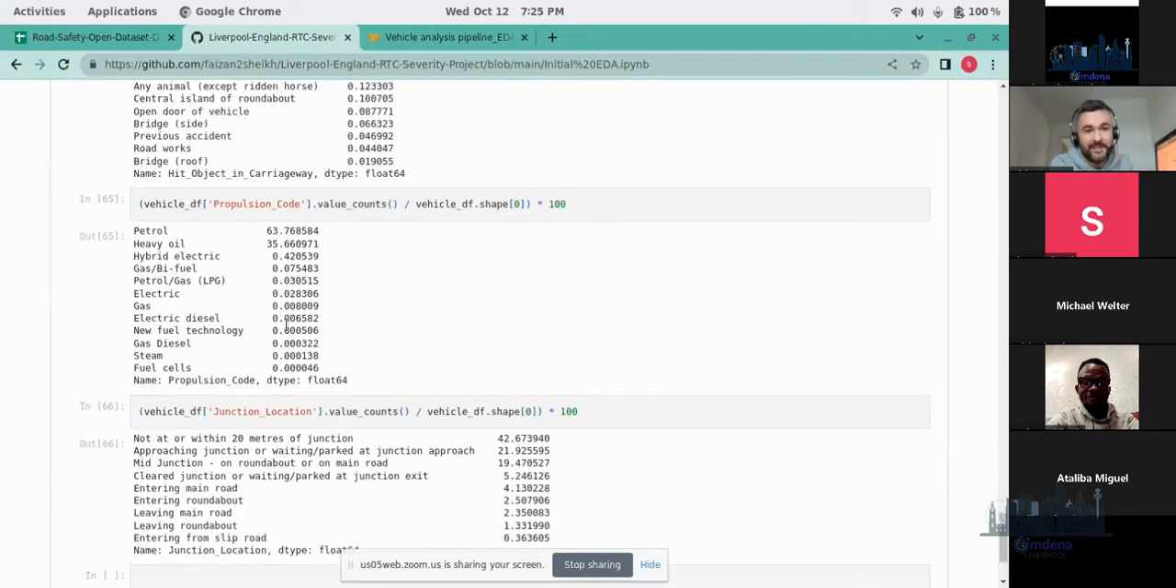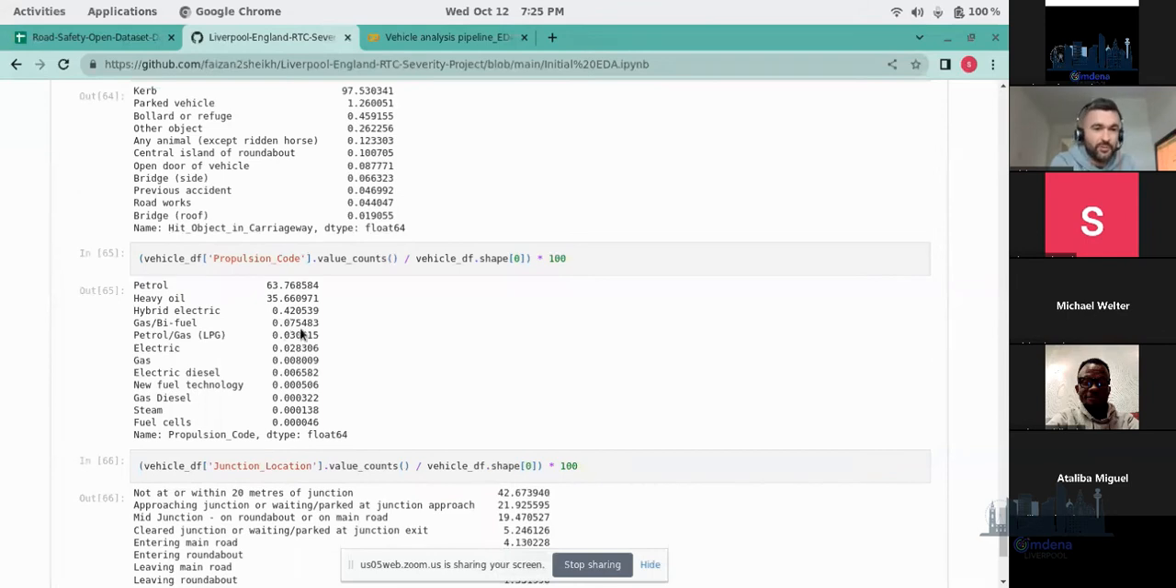Well, that's right. Junctions are where the most vehicles come together at any one time. And that would be something I would expect.